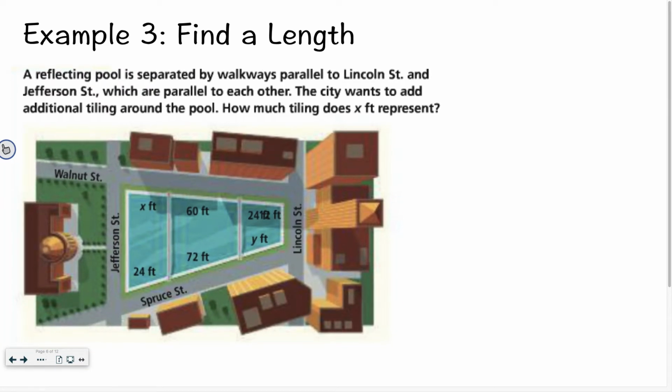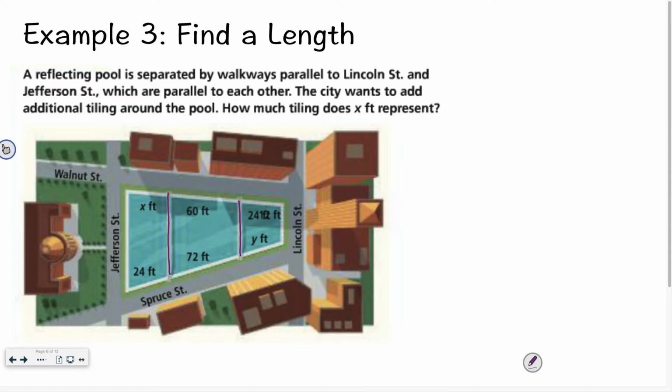A reflecting pool is separated by walkways parallel to Lincoln Street and Jefferson Street. Okay, so we have these walkways, and they are parallel to each other. The city wants to add additional tiling around the pool. How much tiling does X feet represent?